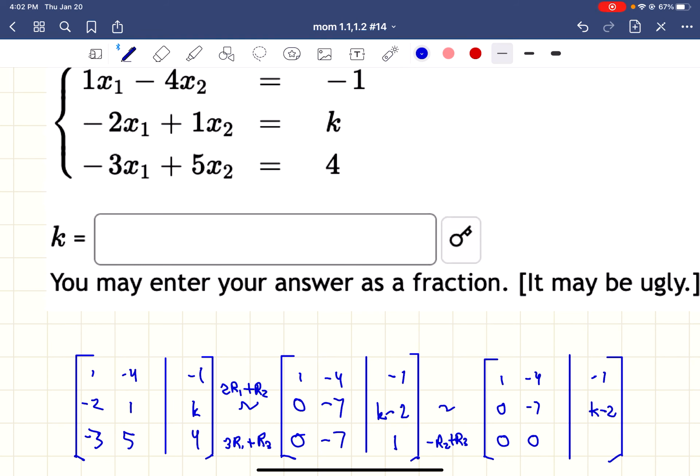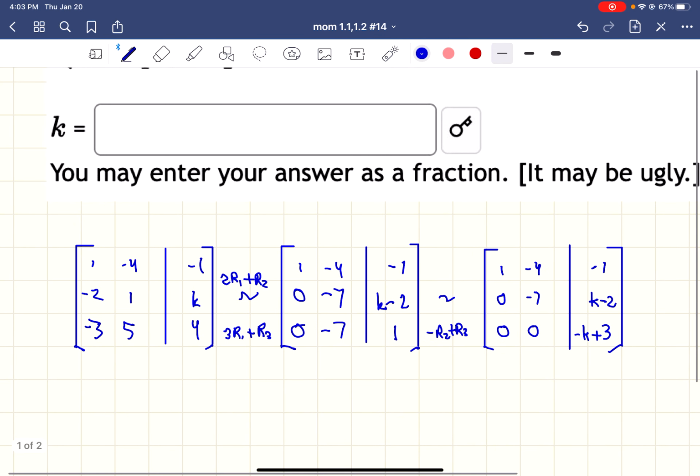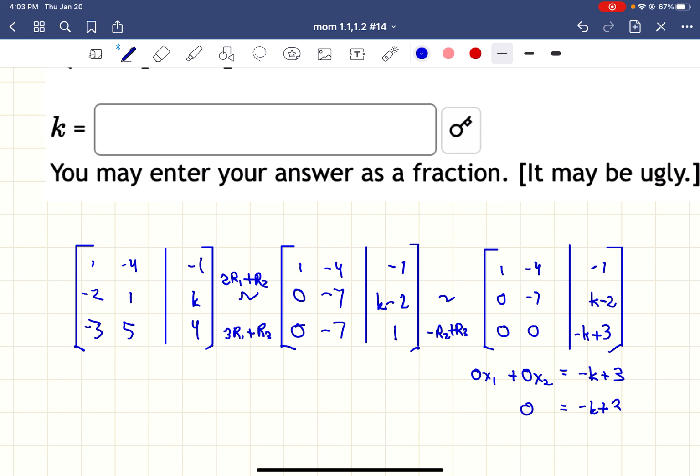Opposite of k minus 2, -k plus 2 plus 1. -k plus 3. And now we know that the bottom row is an equation like this. 0 times x1 plus 0 times x2 equals -k plus 3. Well, the whole left-hand side is 0, and so -k plus 3 has to equal 0. If I add k to each side, I get k equals 3. And that's the k value that will make the system consistent.